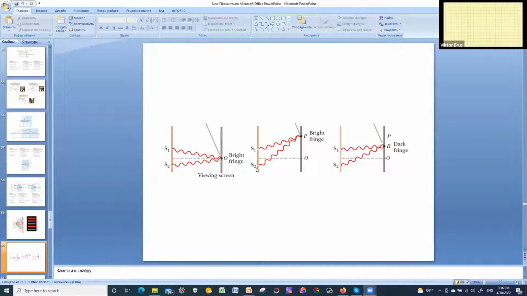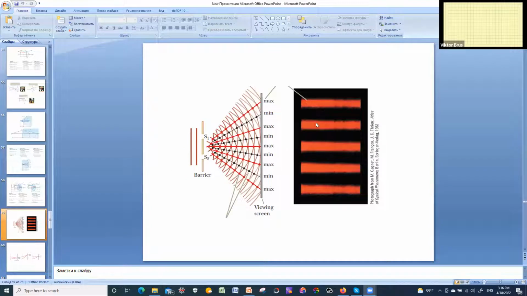Depending on the so-called path difference, we will either observe so-called constructive interference, when we see enhancement of light intensity, meaning we have these bright lines, or destructive interference, when we observe just no signal, dark lines.